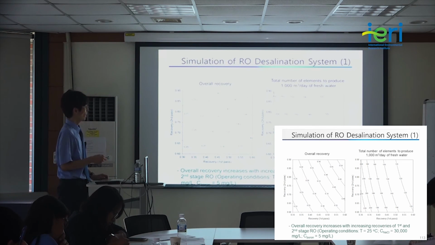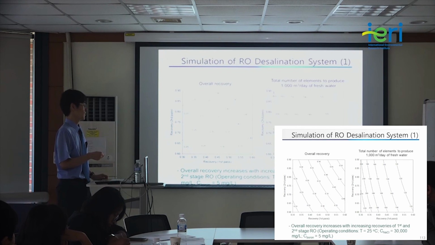It looks very complicated, but if I tell you some simple example, you will immediately understand. Let's see that we have the condition that the first pass recovery is 50% and the second pass recovery is 60%. If we reduce the recovery to 40% instead of 50%, the total recovery is reduced from 30% to 23%. So that's the effect of first pass recovery.